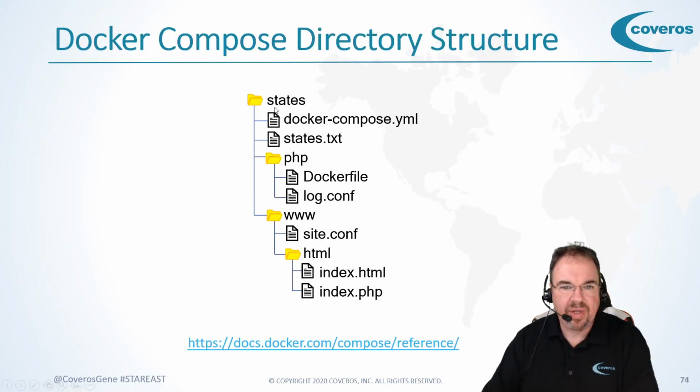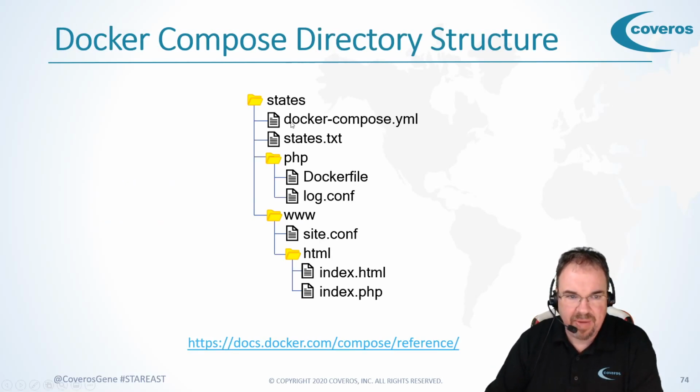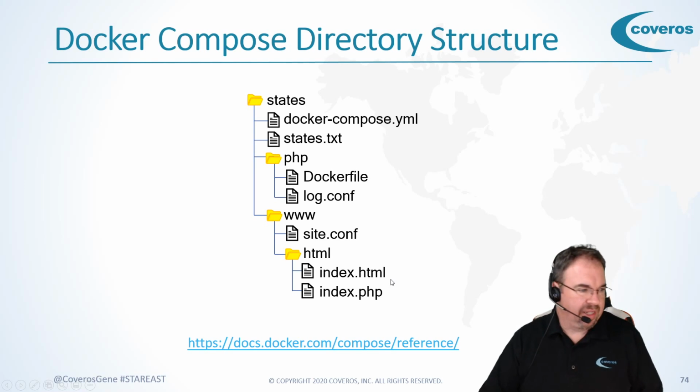Let me go ahead and show you what that whole directory, the pieces we cared about, were. We have the states directory with the Docker Compose, states.txt, we'll see in a few minutes. We have the PHP build coming out of that Dockerfile and the log conf that was there. We have our site conf that we were already used to. We had an index.html, but now we're actually going to use this index.php because we have PHP that can handle it. So we're going to go ahead and look at what we stood up, right?